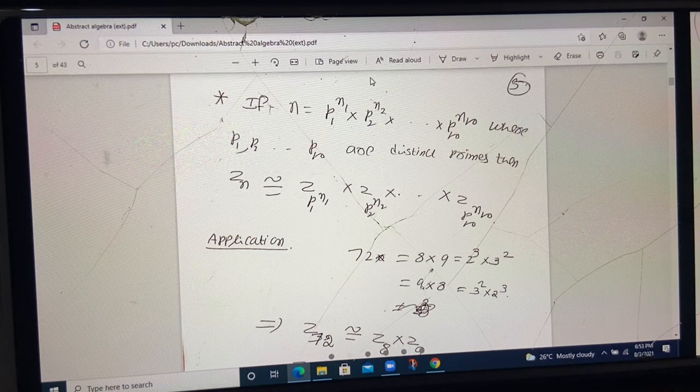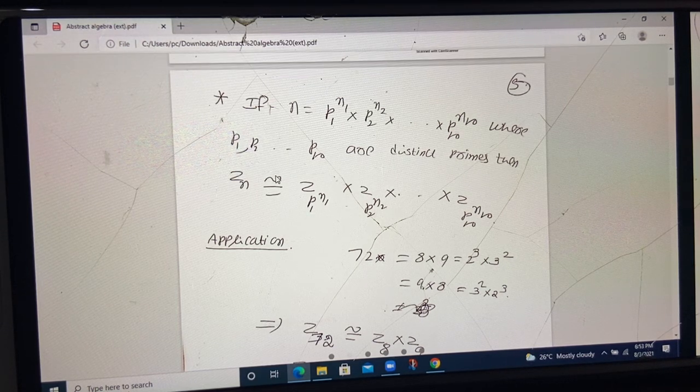n equal to p1 power n1 into p2 power n2 into pr power nr, where p1, p2, pr are distinct primes. Then Zn is equivalent to Z p1 power n1 cross Z p2 power n2 cross Z pr power nr.